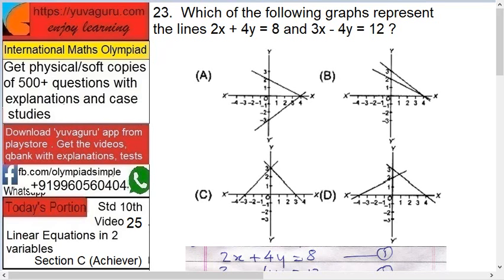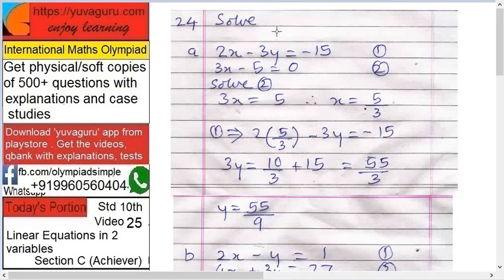Exams creates no value. Next is solve. Now it has three sub questions. So 2x minus 3y equals minus 15, 3x minus 5 equals 0. Give them the numbers 1 and 2. So solve 2, that's easier instead of solving 1 and 2 together.